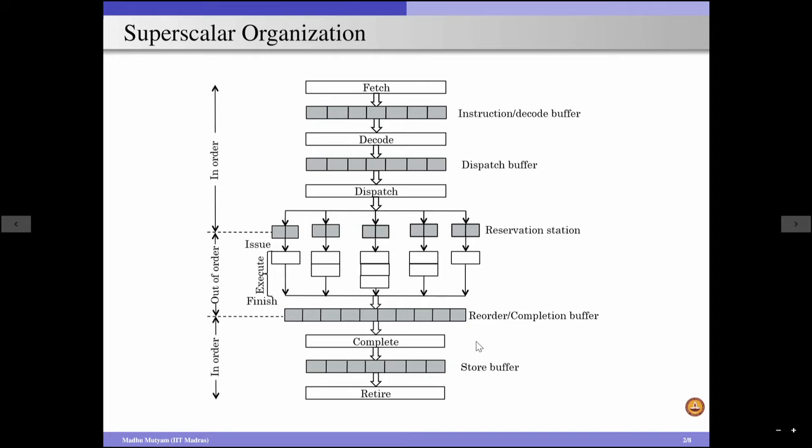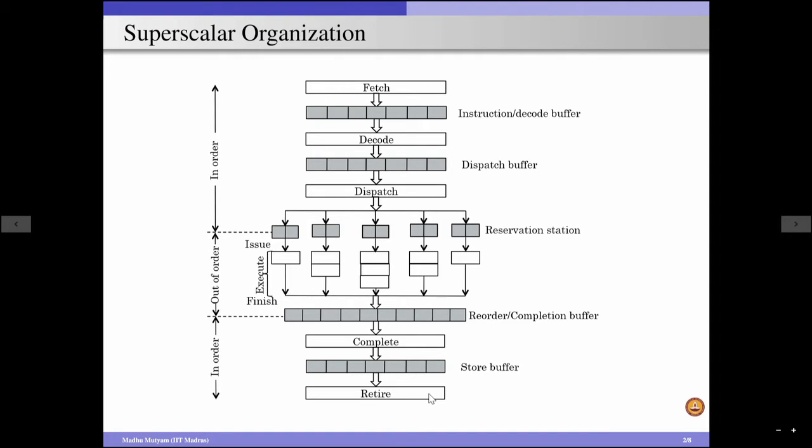When we have memory instructions, typically store instructions, we need one more stage after the complete stage, called the retire stage. The complete stage is the stage where all the ALU operations and the load operations will complete their execution. But for the store instructions, after the completion stage, the stored values will be returned to the store buffer, and the actual write operation to the memory happens only in the retire stage.